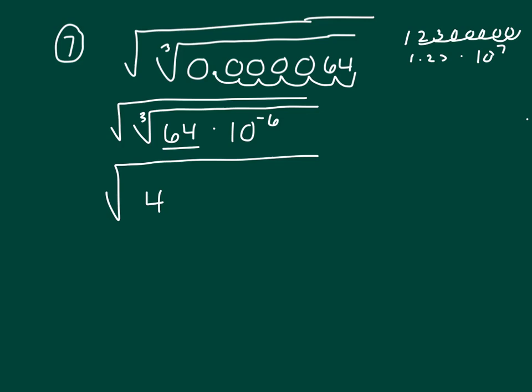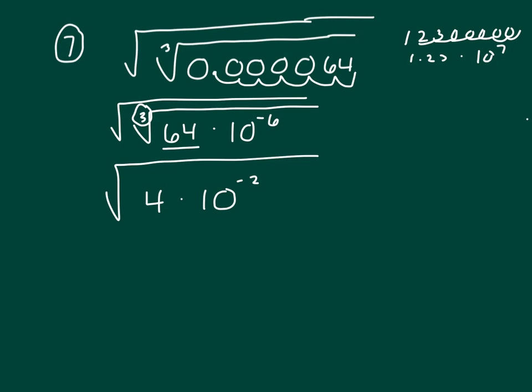And the way you handle the 10 to the negative 6, you take the 3, that's called your index, and you divide it into the exponent. So you bring down the base, but 3 will go into negative 6 a negative 2 times.